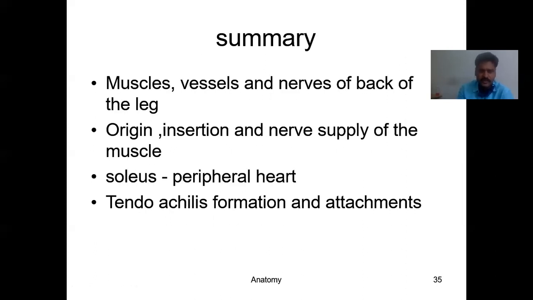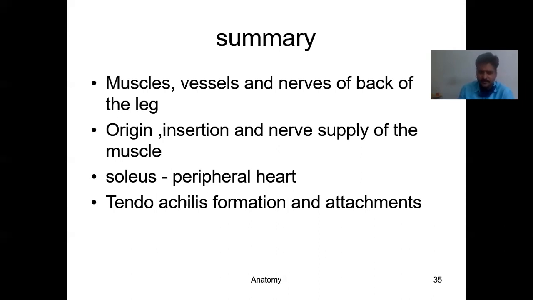So that's about the back of the leg, and to summarize all the structures, the muscles, vessels, nerves of the back of the leg, their origin, insertion, and nerve supply of the muscles. Hope you know the superficial strata and the deep strata muscles. Superficially, we have gastrocnemius, plantaris, soleus, very important short notes, and deep muscles, we have flexor digitorum longus, flexor hallucis longus, and tibialis posterior, and a very important muscle called popliteus, which is called the unlocking muscle of the knee joint. And the soleus, special mention here, very important, the peripheral heart. Why it is the peripheral heart, I should explain.